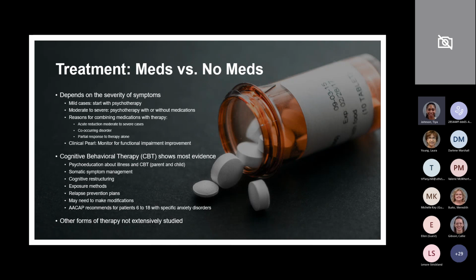But again, ACAP recommends that CBT be offered to patients ages 6 to 18 with social anxiety, generalized anxiety, separation anxiety, specific phobia, or panic disorder, because CBT is so effective in those cases. Now, other forms of therapy may be utilized, but they're not as extensively studied in anxious children and adolescents.